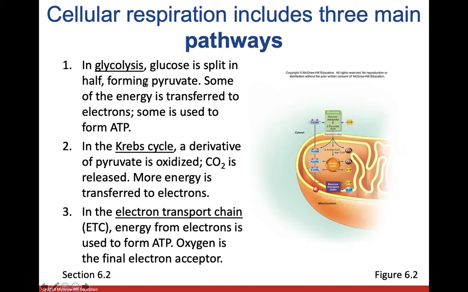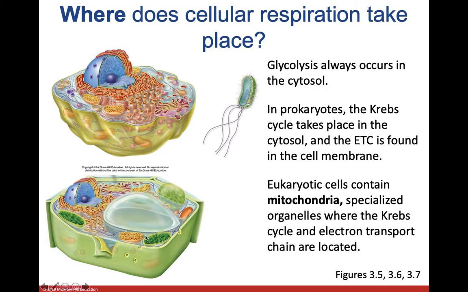So these are the steps of cellular respiration in order. Let's go ahead and skip through this one. Cellular respiration takes place inside of the mitochondria of a cell, where glycolysis takes place in the cytosol. If you are a prokaryote, you obviously don't have organelles, so essentially all of that stuff is going to take place inside of the cytosol, except for the electron transport chain, which takes place on the cell membrane.